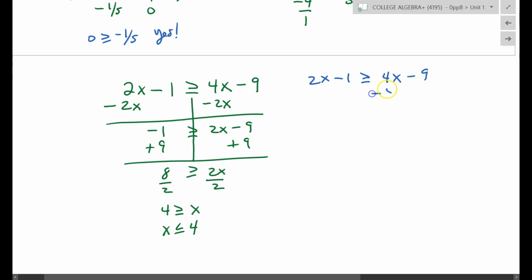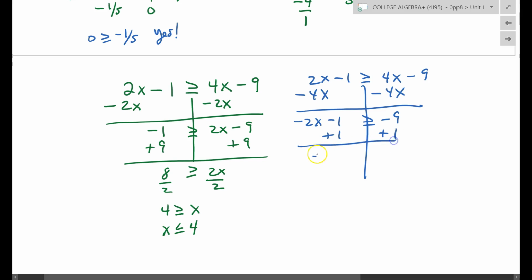Now, if somebody had chosen to go the other direction, like this, here's my line, add the 1, I would be there, right? But what am I going to do in my next step? Divide by negative 2. And when I divide by that negative, that means that I need to flip the inequality the other way, and we get the same answer, don't we?